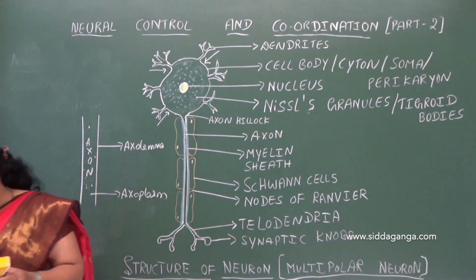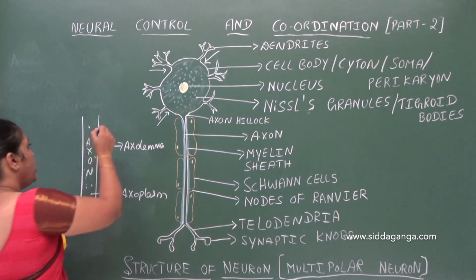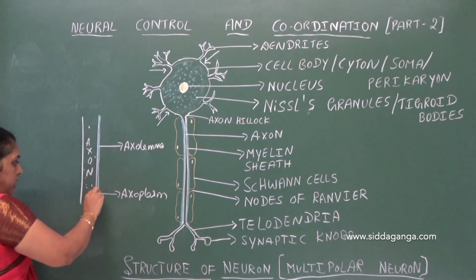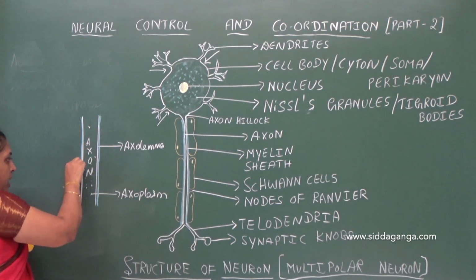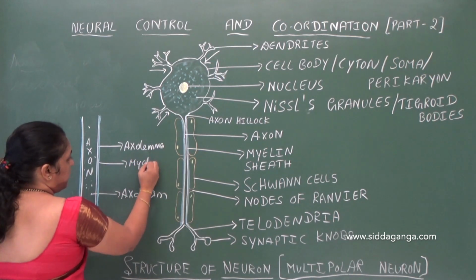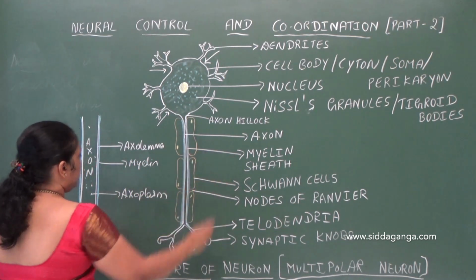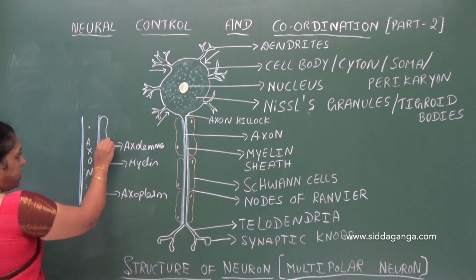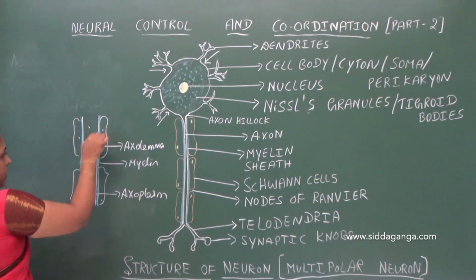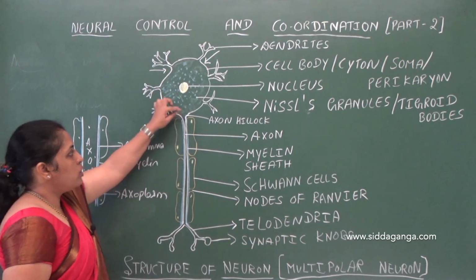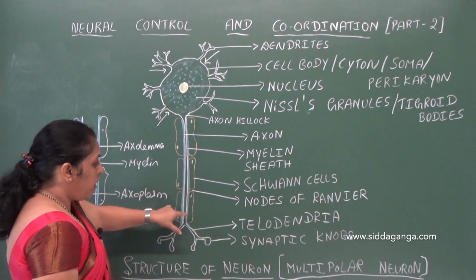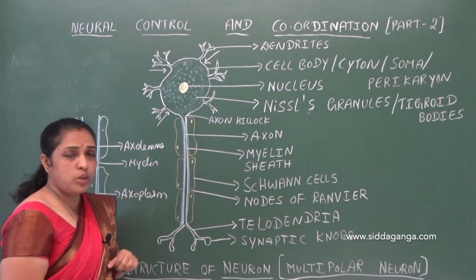This axon is covered by a sheath of myelin. This is a deposition of lipoprotein. This is the myelin sheath, which acts as an insulator. Around this we see cells called Schwann cells. So the axon is a long process which arises from the cell body. It is surrounded by a myelin sheath and also Schwann cells.